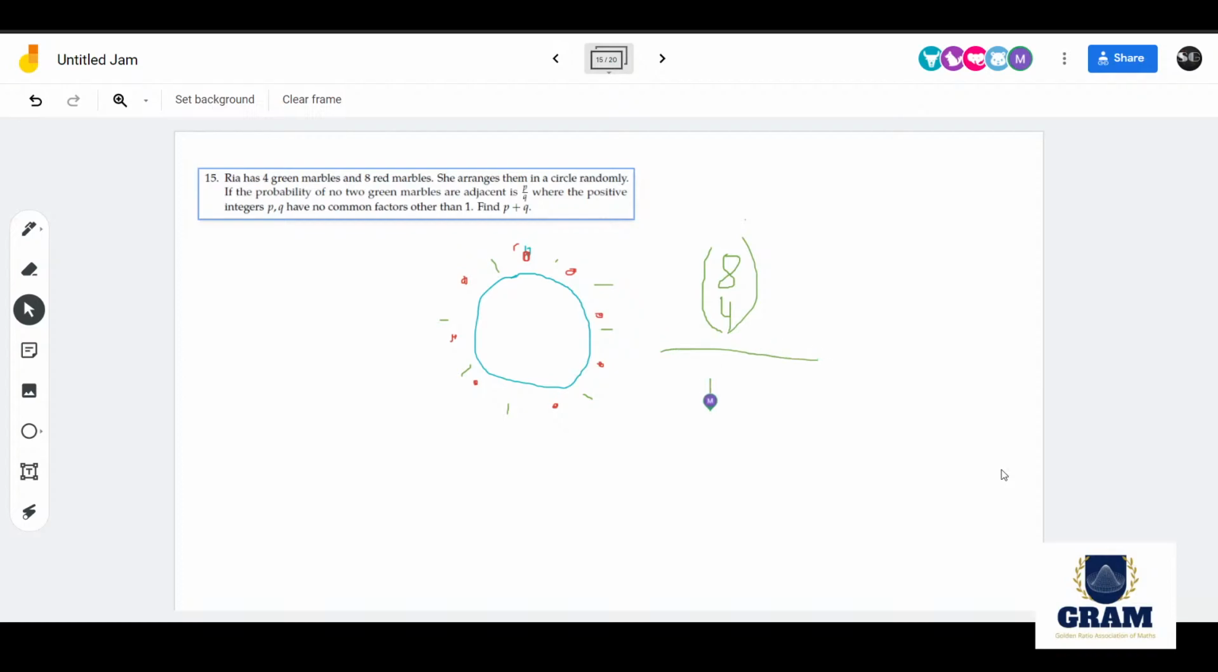You have drawn more than four green marbles, I guess. I believe just okay. Did I make any mistake like overcounting or something? No. Fine. So what's this p by q? I don't know. Oh, so I have to calculate it now. My God.